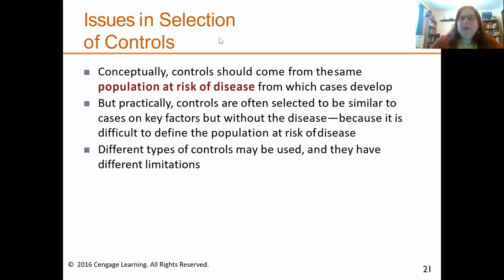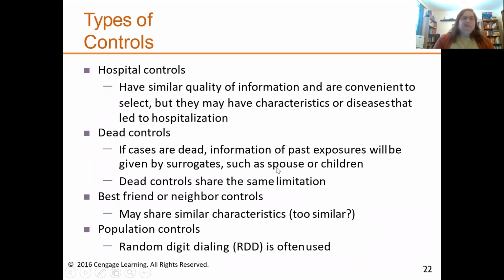So instead, we might choose people who are similar in age, in gender, in environment, in historical factors, right? Maybe history of abuse, for example. Okay. So let's talk about some different kinds of controls that we can have.